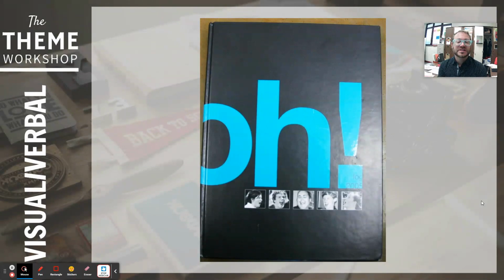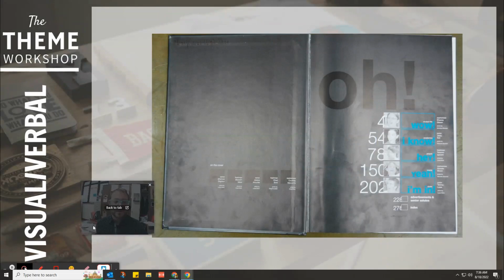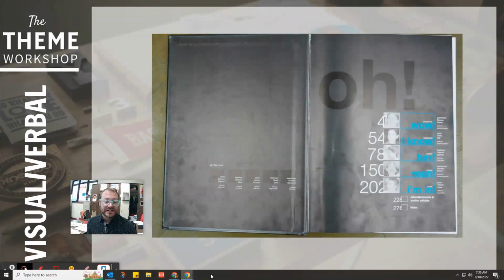And if you notice, the exclamation point is square. And the pictures at the bottom are also square. And they're goofy pictures of people just having an exclamation face. And so what you're going to probably think about seeing with visual verbal and a theme is things are going to repeat. So when you open the yearbook, you're going to notice now that the squares repeat.